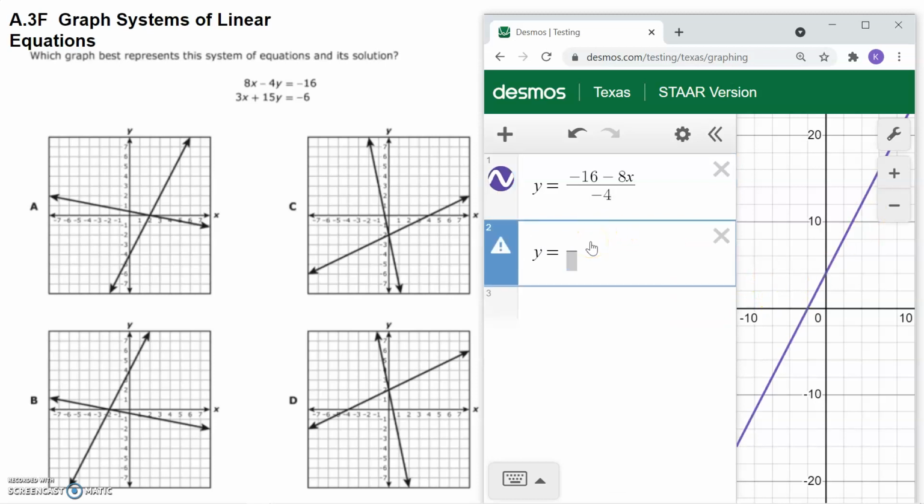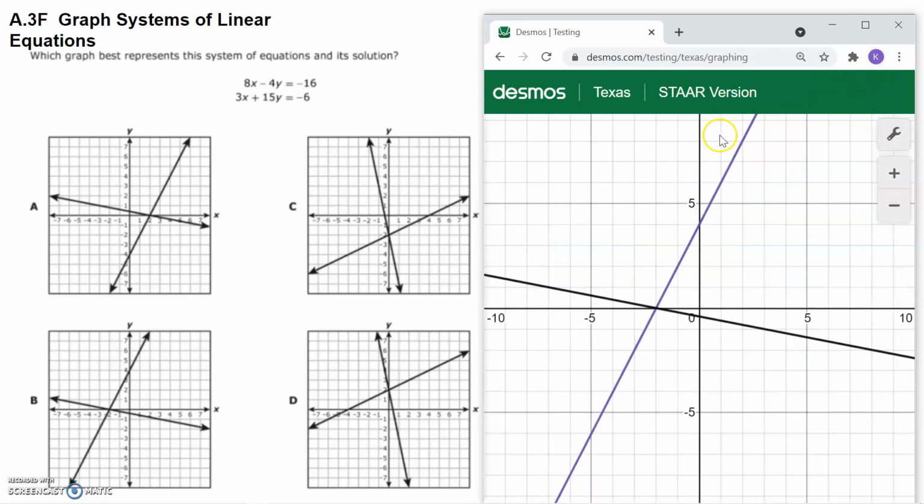Y equals, divide. Opposite of the lonely number, which is negative 6. Opposite of positive 3x is negative 3x. Divided by the number in front of the y, which is a positive 15. Now we need to find out which graph looks like this one. And you need to be very, very observant.